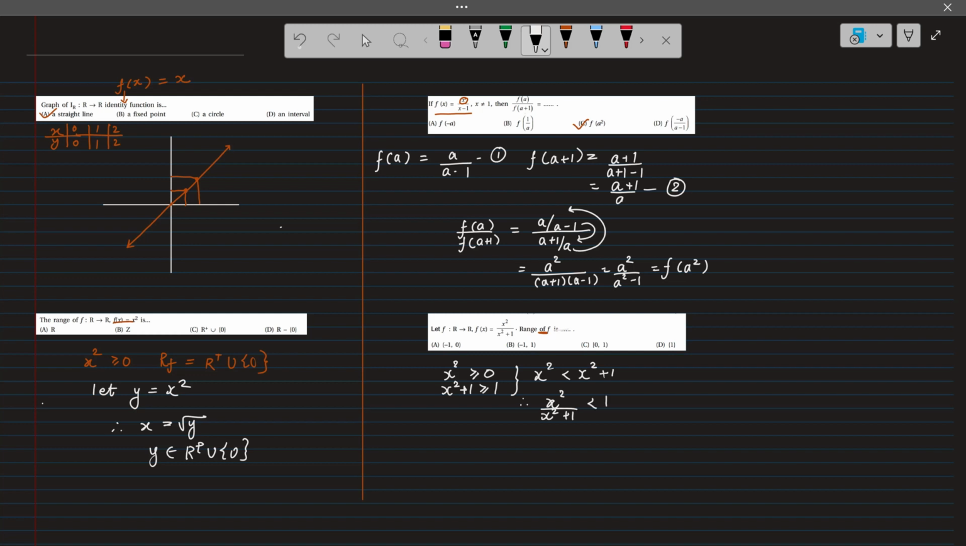So now we have two different values. One, numerator is always greater than or equal to 0 and the whole ratio x square upon x square plus 1 is less than 1. Combining these two results, we can say the range has to be including 0 and excluding 1. So it should be 0 to 1, 0 is included, 1 is excluded. Option C would be correct.